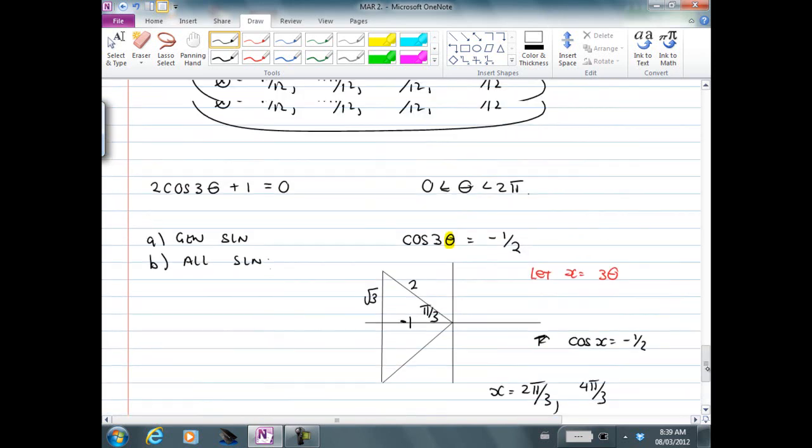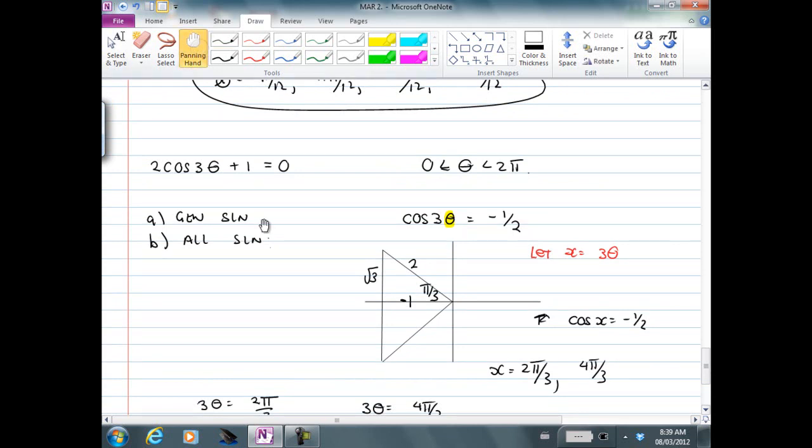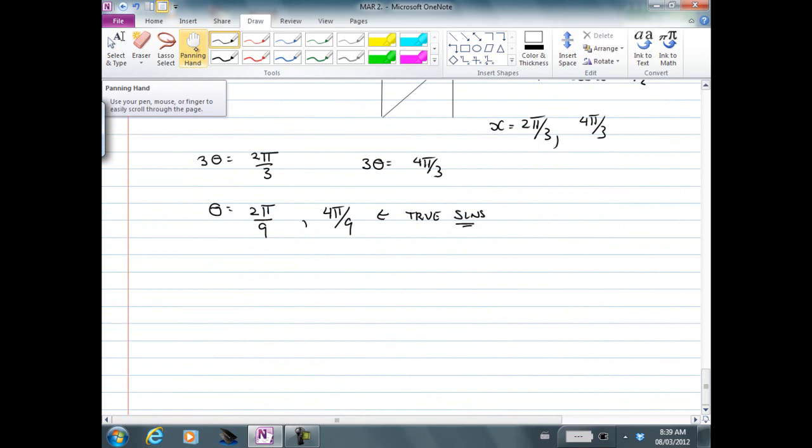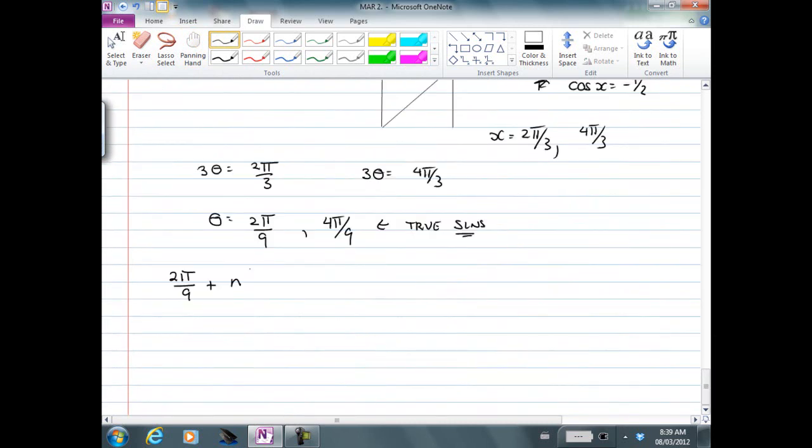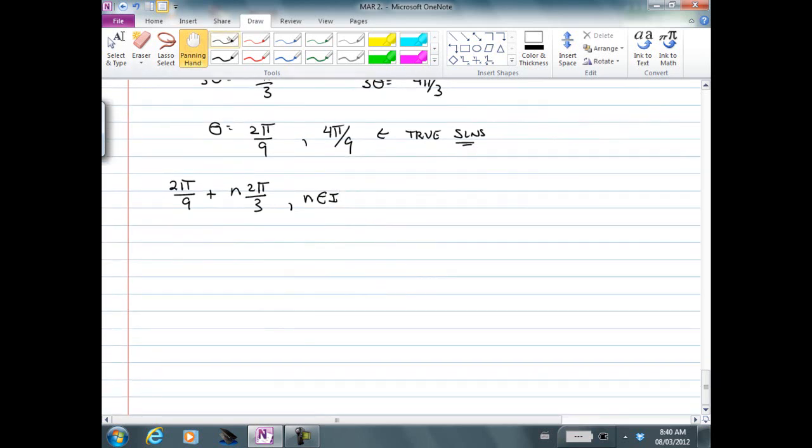I have two. These are called my true solutions. But the question says general solution. So we're going to take my true solution and create a general solution for that. So your general solution is going to be 2 pi by 9 plus n times the period. My period in this case is 2 pi by 3. And you should really write n is an element of the integers. It just means n is an integer. You cannot have a decimal place for n. N cannot be a decimal number. Now, I go 4 pi by 9 plus n times 2 pi over 3, n an integer.